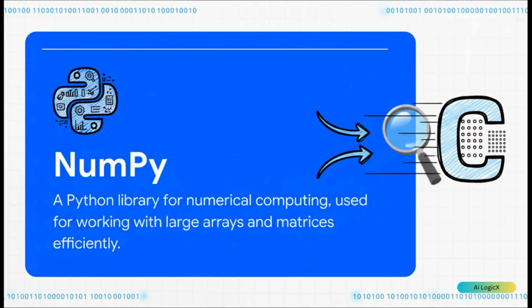So what's its secret? How does it get that speed? Well, while you're writing your nice, easy-to-read Python code, NumPy's core is actually written in C, which is a much faster language for these kinds of operations. So you get the best of both worlds, Python's simplicity and C's lightning-fast speed for handling huge arrays of numbers.